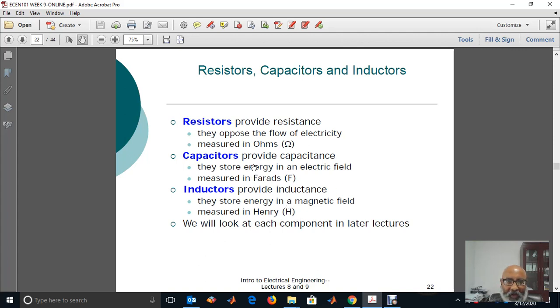I hope you understand this lecture. In the next lecture, we study the basic circuit laws and circuit analysis, and we will have some examples of how we apply Ohm's law and Kirchhoff's current law in circuit analysis.